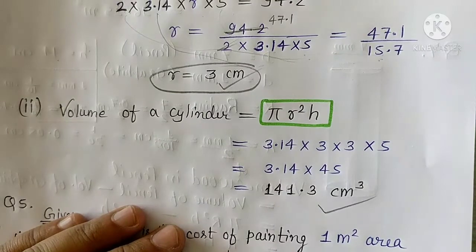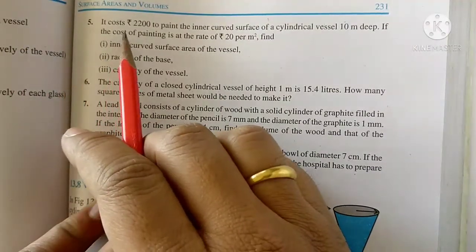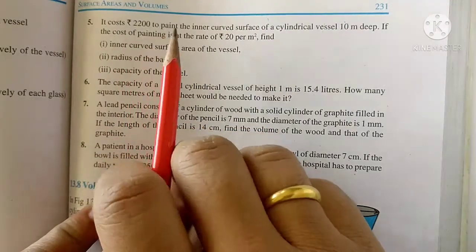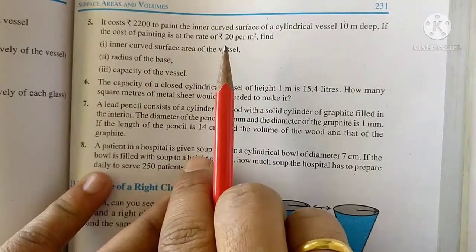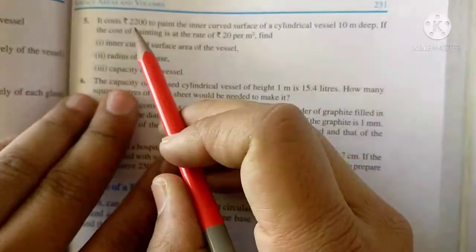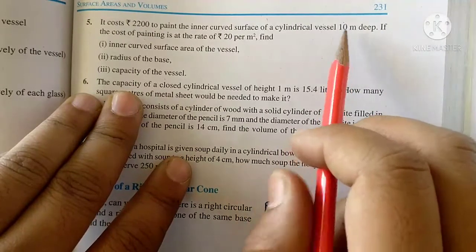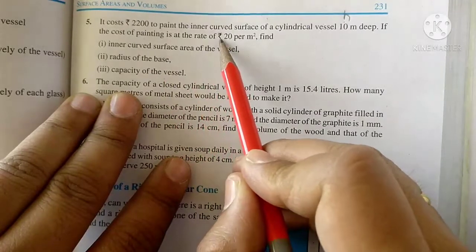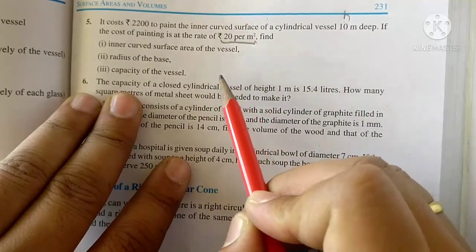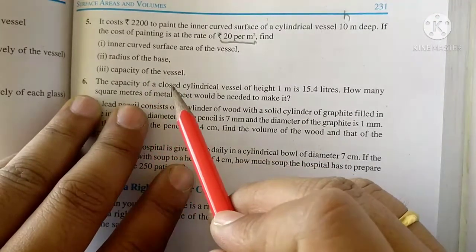Now move to the next question. So you can see question number 5 now. It costs rupees 2200 to paint the inner curved surface of a cylinder, inner CSA, which is 10 meter deep. It means height is given 10 meter. If the cost of painting is at the rate of rupees 20 per meter square, then find the inner CSA, radius and capacity of the vessel.